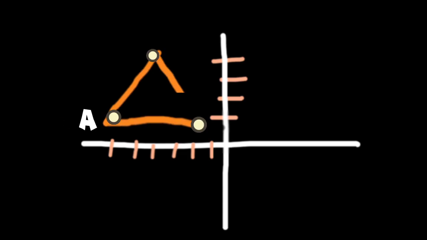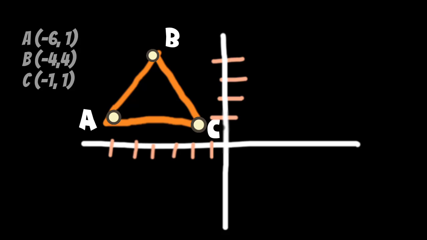More examples. For this example, reflect the image over the x-axis. We have points A, B, and C. Point A has coordinates (-6, 1), point B has coordinates (-4, 4), and C has coordinates (-1, 1). In order for us to reflect over the x-axis, we need to multiply the y-coordinates by -1.